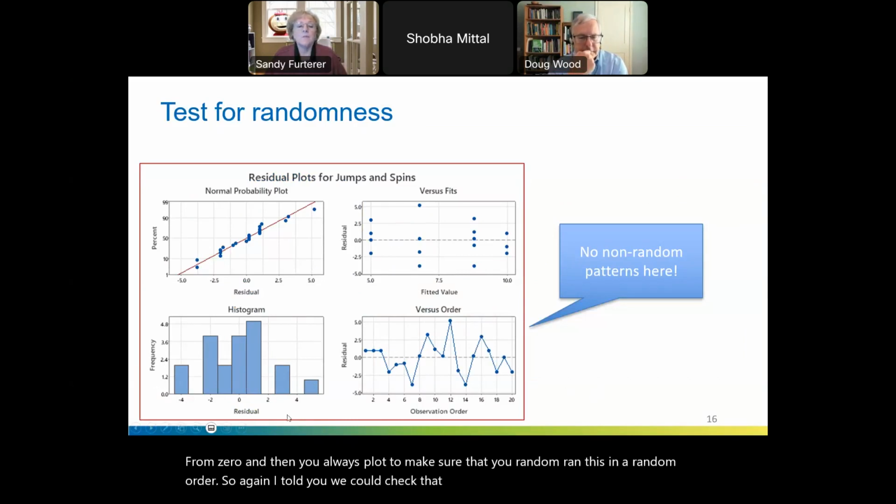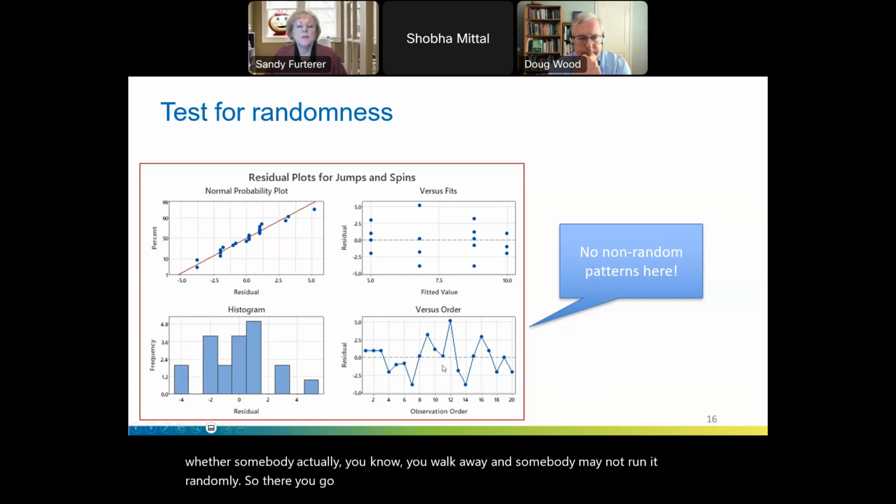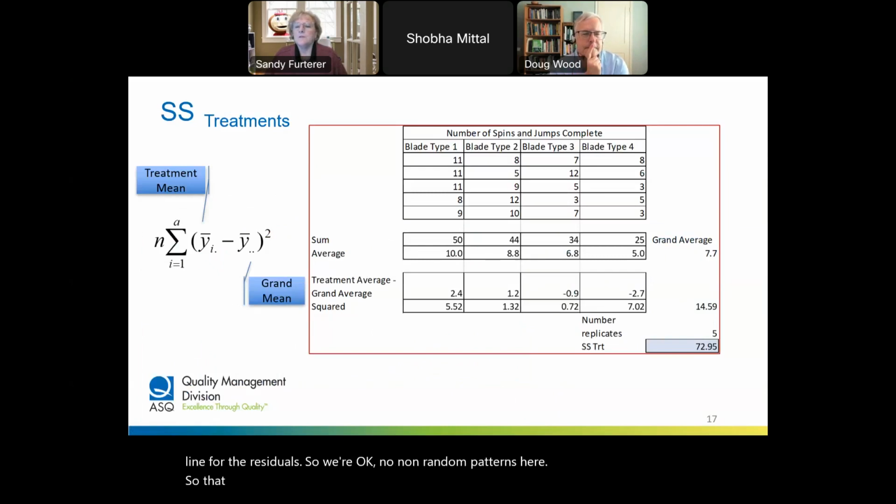You walk away and somebody may not run it randomly, so we want to check that. That looks pretty random, bounces up and down across the 0 line for the residuals. So we're okay. No non-random patterns here. Okay. So that was testing our assumptions.